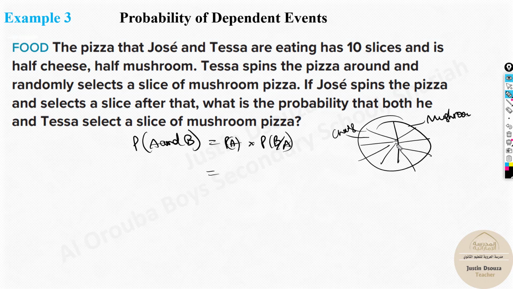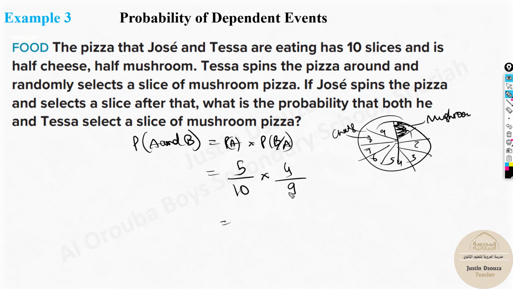So what is the probability of A? There are 5 mushroom pizzas, that's the desired outcome, divided by the total possible outcome, 10. Multiply it with probability of B given A. That means probability of B again, which is mushroom pizza itself. So now this mushroom is gone. How many? 1, 2, 3, 4 remaining. 4 by, now total pieces are 5, 6, 7, 8, 9. Because 1 is gone, so it's 4 by 9.